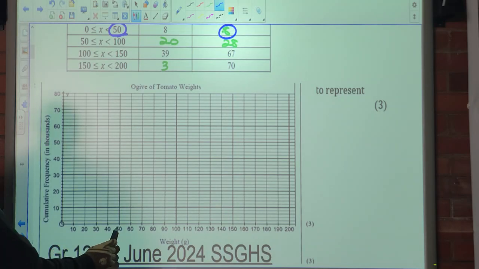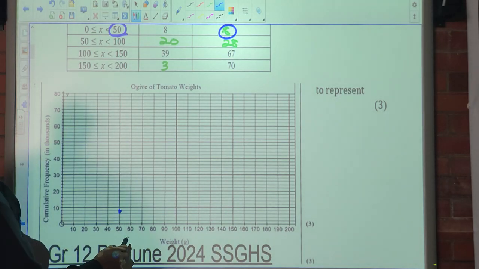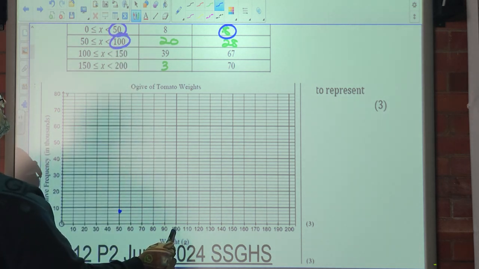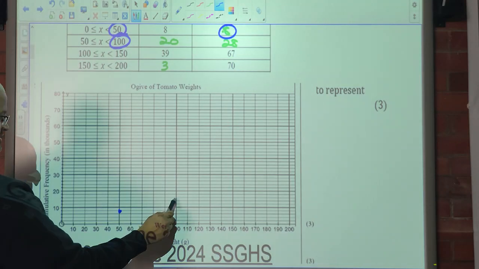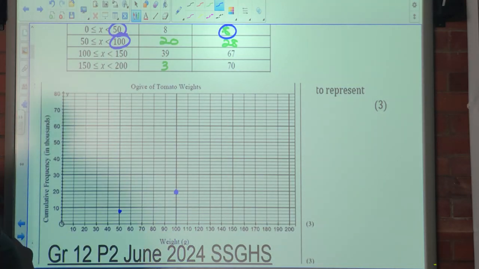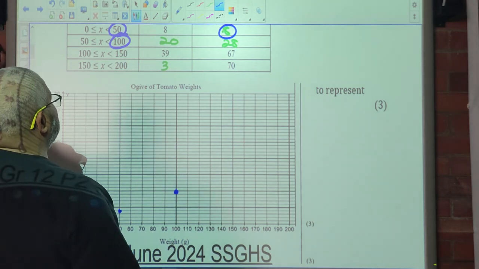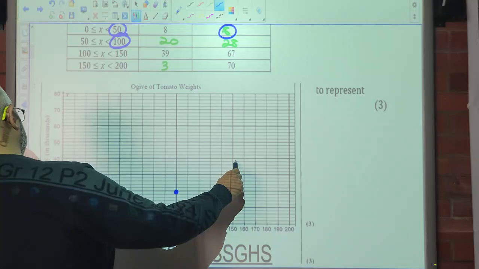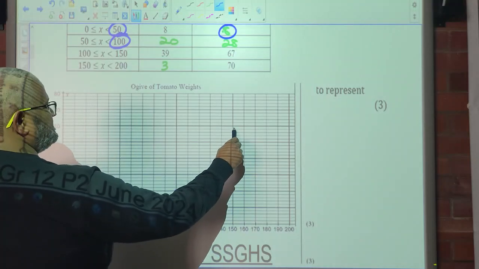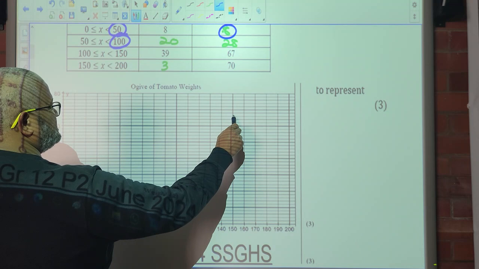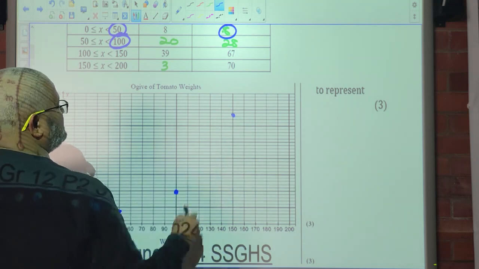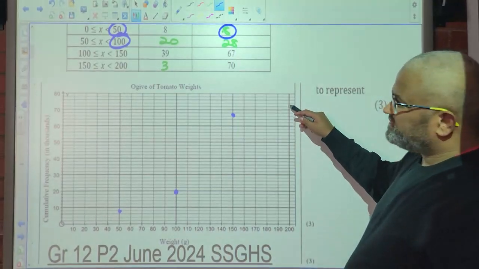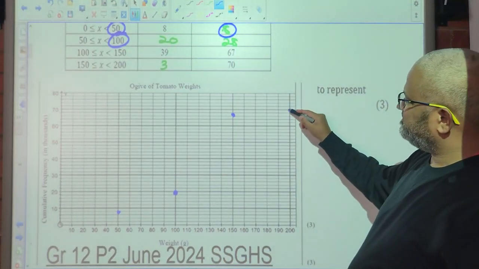So 50 corresponds with 8. So 100 corresponds with 20. So it's on this line here. 150 corresponds with 67. 60, so 62, 64, 66. So 67 is between those two lines, and then 70 on 200. Okay, which is that point.